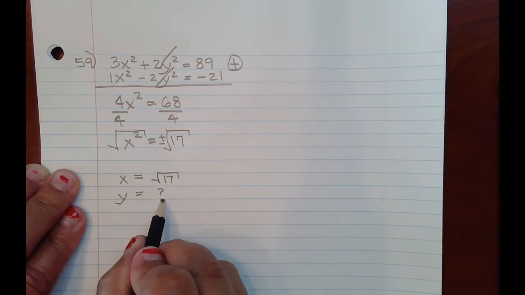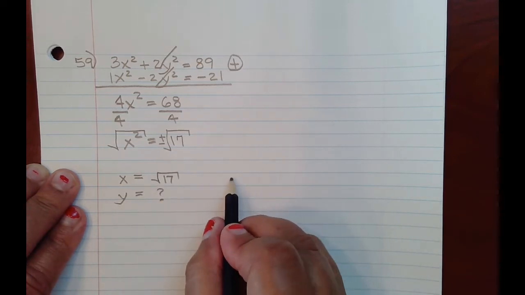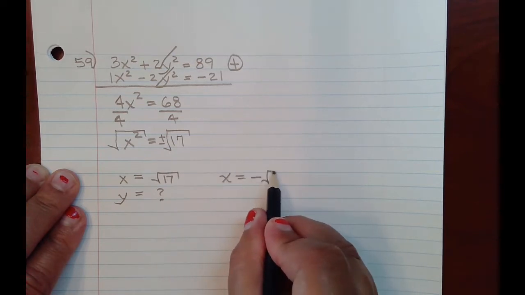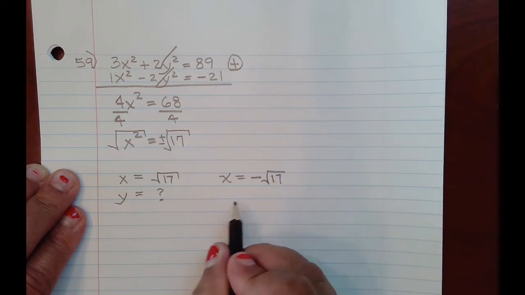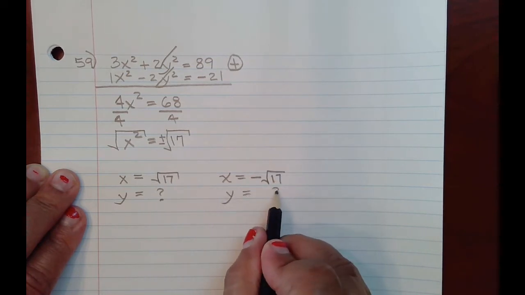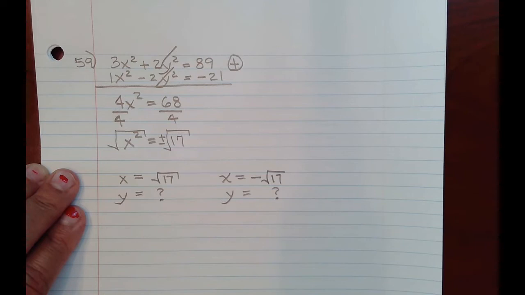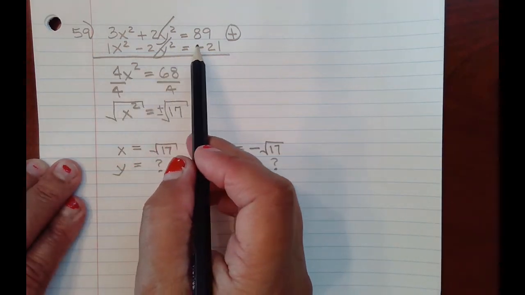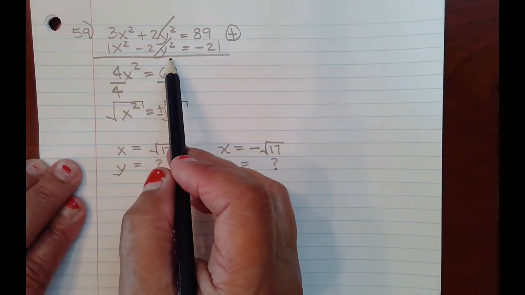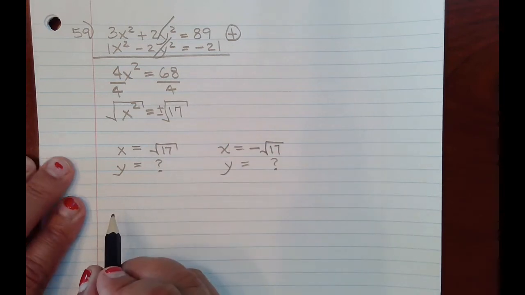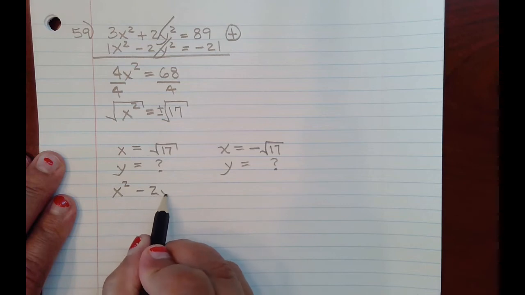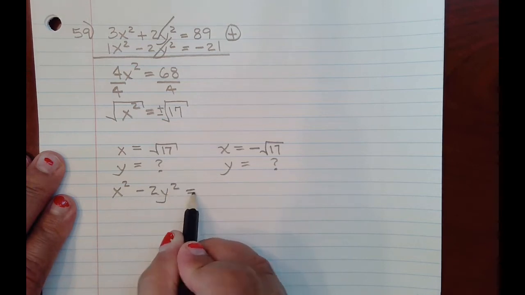And you need a y partner to go with that, or y partners, whatever happens. And you also have x equal to negative square root of 17, and you need a y partner to go with it. All right, so you can plug into either one of these equations. You can plug into 3x squared plus 2y squared equals 89, or x squared minus 2y squared equals negative 21. Just make a choice, whichever one you want. I'm going to plug into this one.